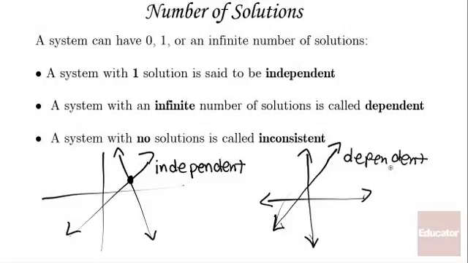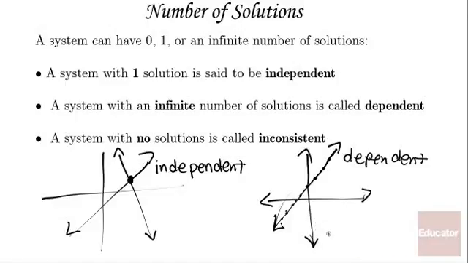The reason there's an infinite number of solutions is that since these are the same line, any point along this line, which goes on infinitely long, is going to satisfy both of those equations. So this is a dependent system and it has an infinite number of solutions.